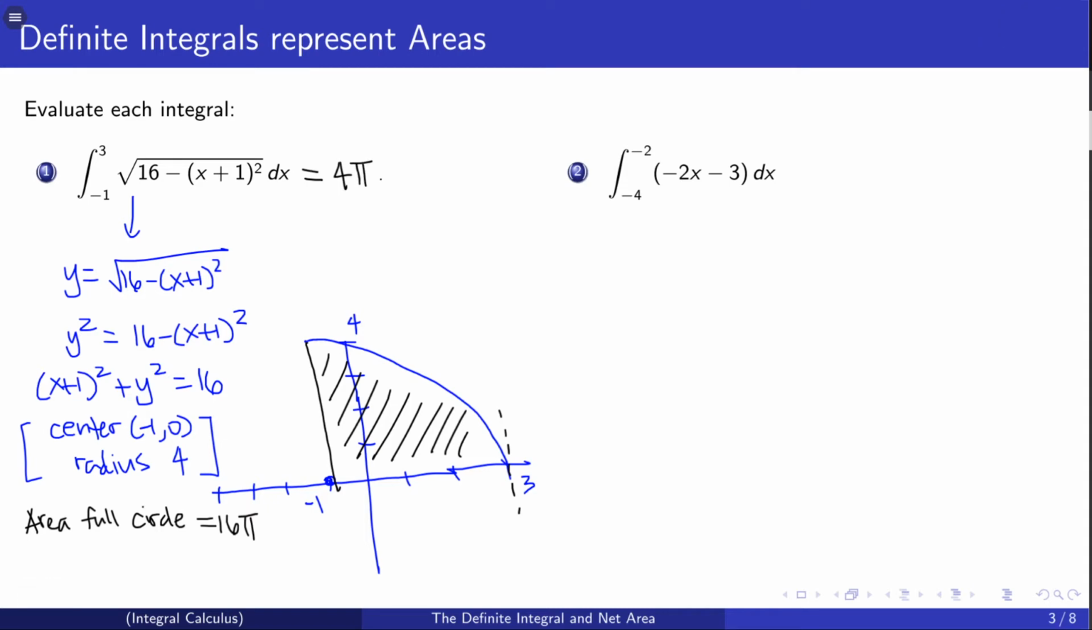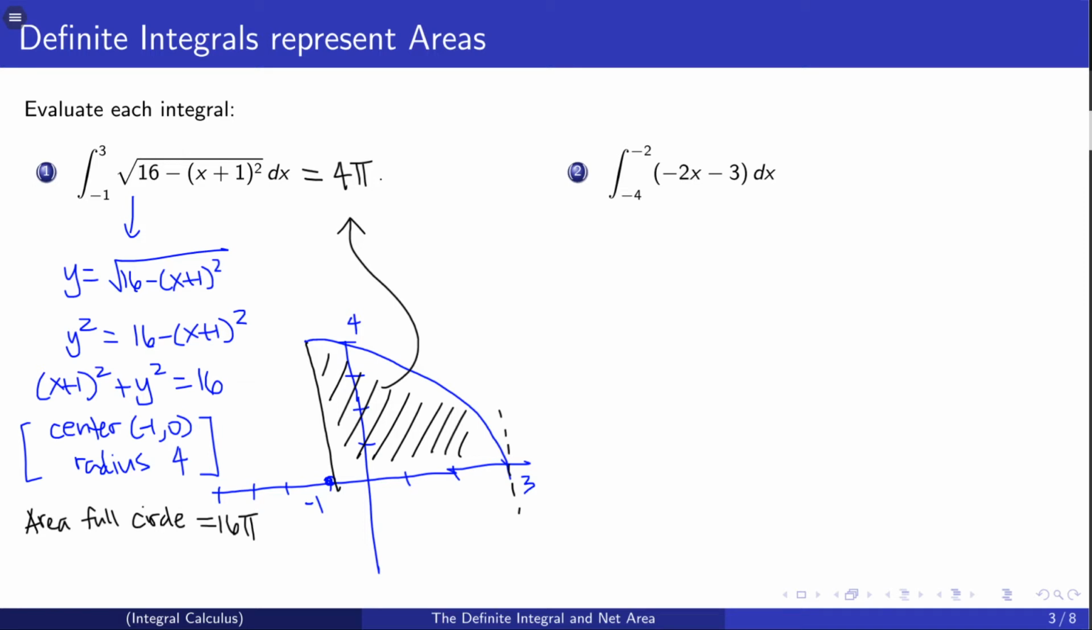And observe here that we didn't even need to use the Riemann sum definition. We only needed to recognize that this function was a circle, and since we know how to compute areas of circles, then we can just divide it by 4 to get the area of this quarter circle.